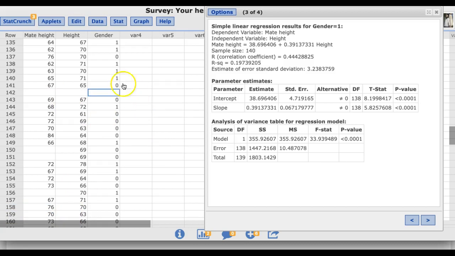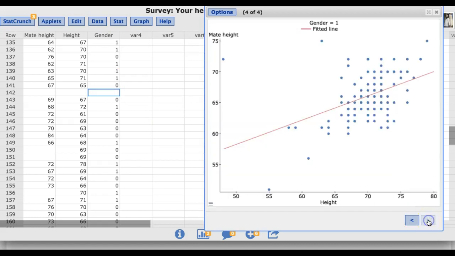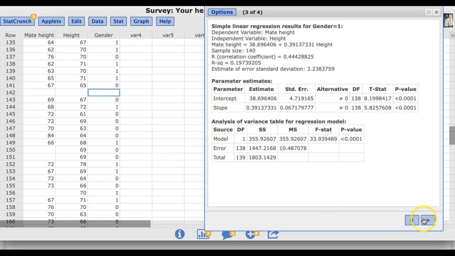Okay, now I'm going to do the same thing. Remember what these were, and let's see if they change. Let's see if there's a big change now. Okay, so here's what the line looks like. Here R is 0.44, and then we get 38 and 0.39. So I'm going to do this again and see if these numbers change.